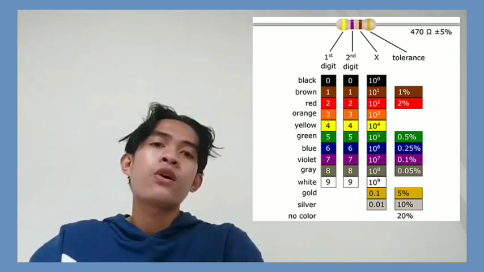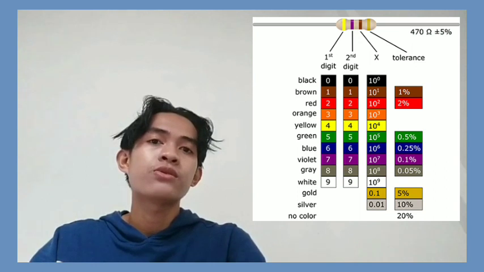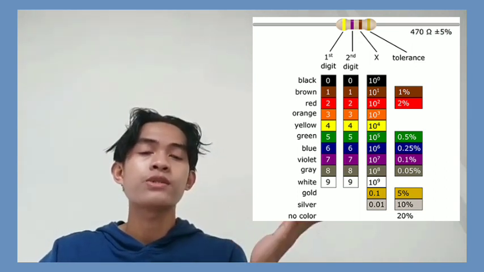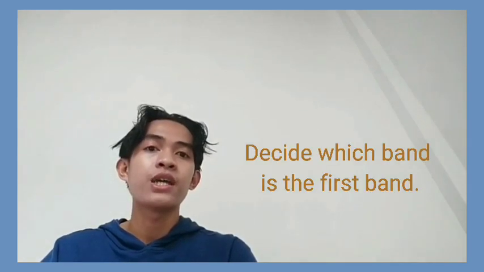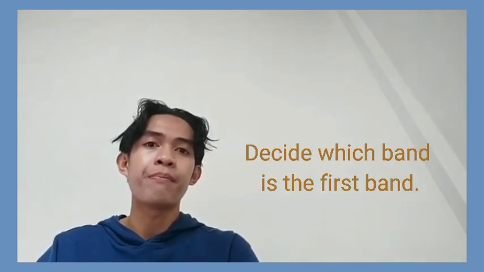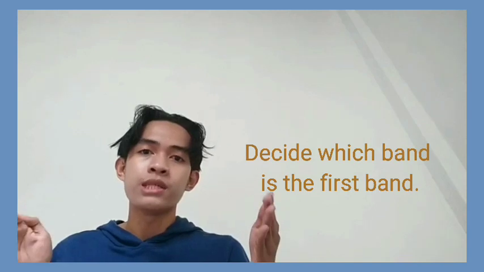In this video, I'm going to talk about the step-by-step procedure on how we can use this color code to figure out the nominal value of the resistor. First step is to decide which band is the first band. Compare the ends of the resistor.